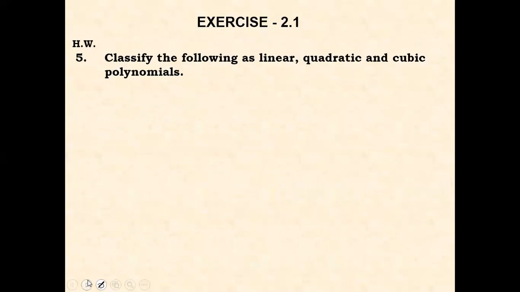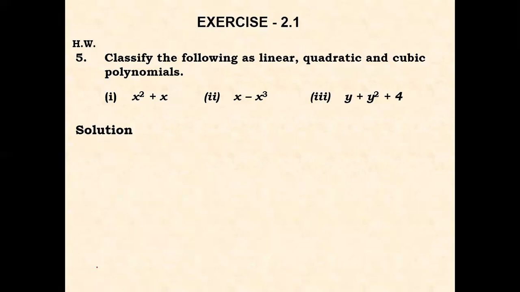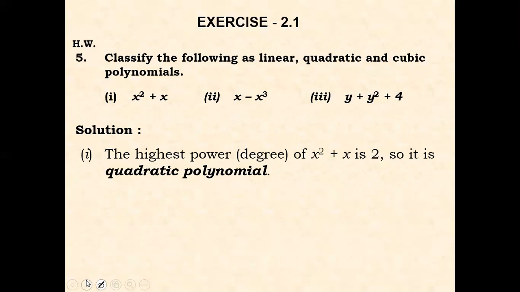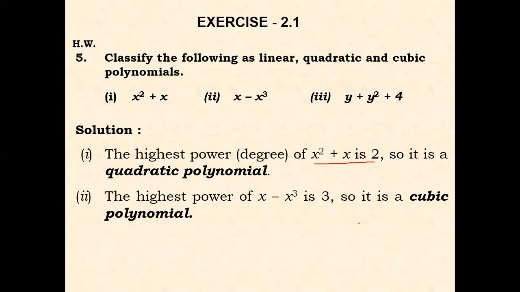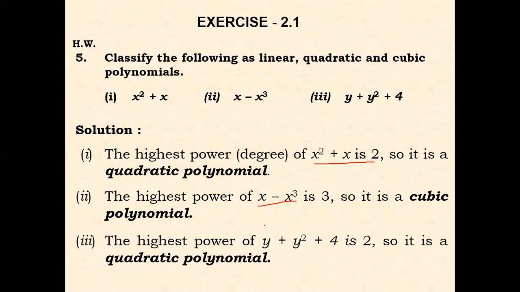Now the next question says classify the following as linear, quadratic and cubic polynomials. So here we have the first part, that is x square plus x. The highest power of x square plus x is 2. That is what we have written here, and so it is a quadratic polynomial. So a polynomial with degree 2, we know that is a quadratic polynomial. Now second part, highest power is 3, so it is a cubic polynomial. And in case of the third part, we have the highest power 2, so it's a quadratic polynomial. Y is raised to the power 2 here, so we say this is an example of a quadratic polynomial.